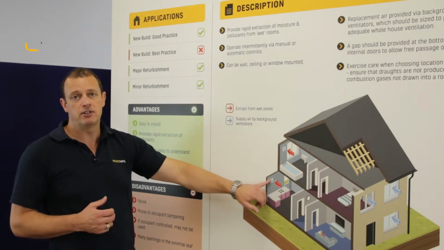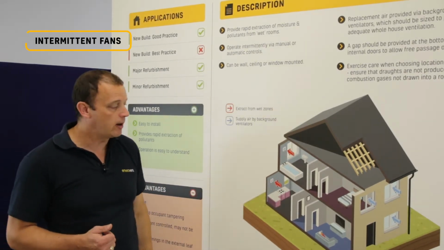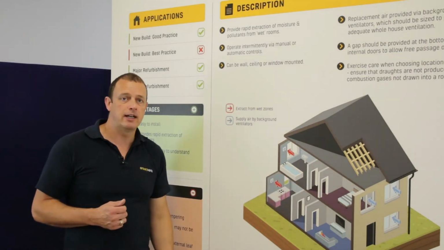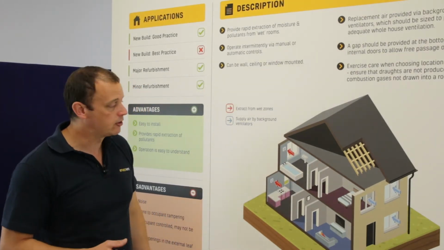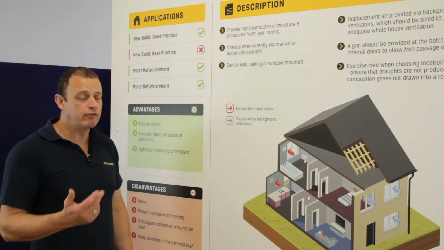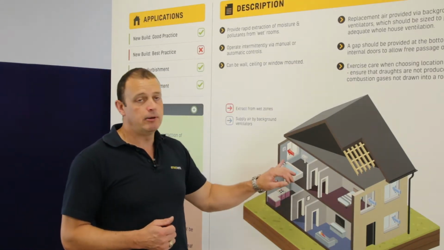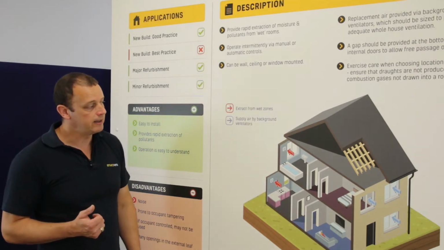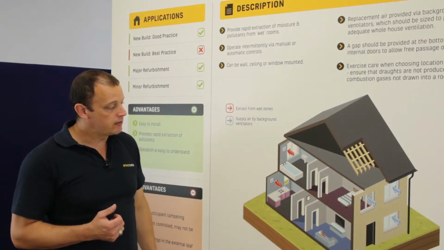fans. So they are off most of the time and they come on as and when required, or you have a manual override, or maybe in a bathroom it might be wired to the light switch. So somebody will turn the light on, the fan comes on, they turn it off, it should then run on for a period of time, generally a minimum of 15 minutes, to ensure it can get rid of any moisture or odours or anything like that. These fans come in various formats.